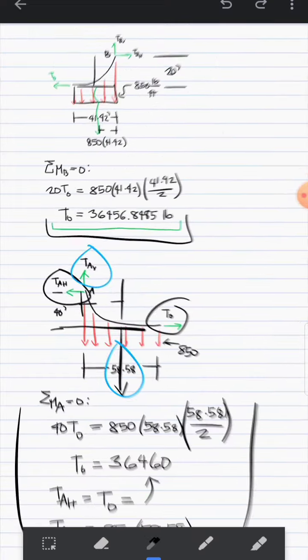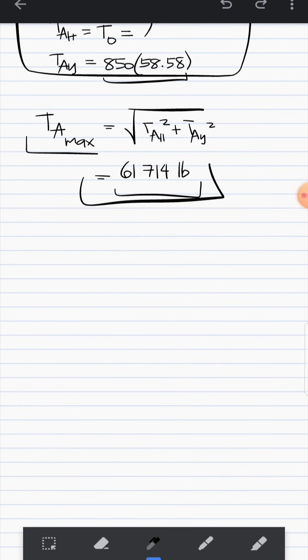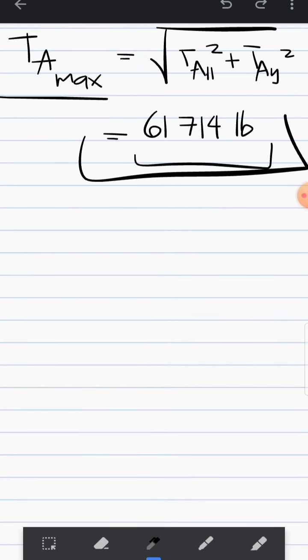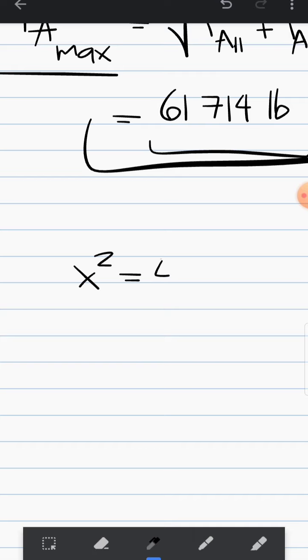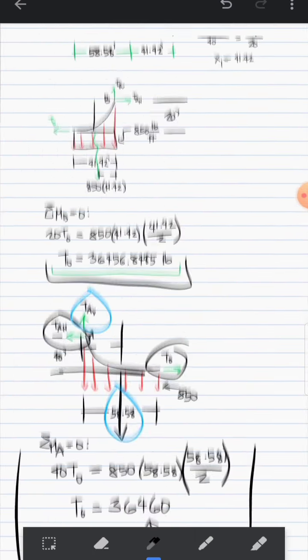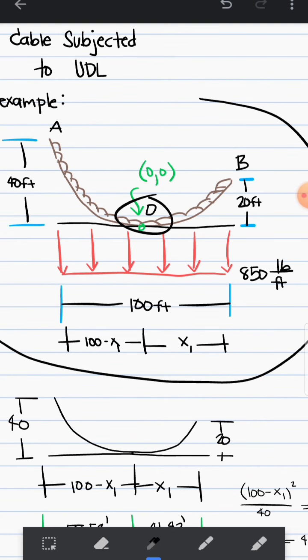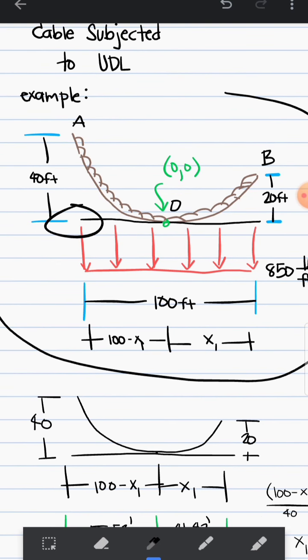Now, what if we want to find the length of the entire cable? So what we can do here is take advantage of the calculus. But before that, let's get the equation first of the cable, the equation of the parabola. Recall that when we have a parabola that's opening upwards, its equation must be x squared equals 4ay, no matter what.